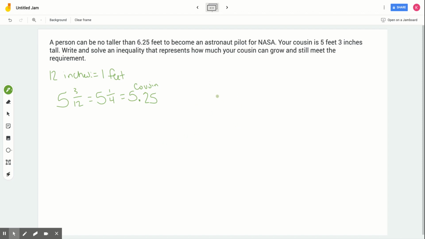So we know that he is 5.25 feet. How much can he grow? Well, we don't know, so that's where our variable comes in. How much more is he going to grow? We are comparing him to the 6.25 feet, which is the tallest that the astronaut pilot can be. So it can be less than 6.25 feet. Could it be equal to? Since it says can be no taller, it could be equal to. It just can't be more than that. So 5.25 plus x is less than or equal to 6.25. Then we solve this inequality. We start by subtracting 5.25 from both sides to find out that x is less than or equal to 1. So our cousin can grow 1 foot taller.